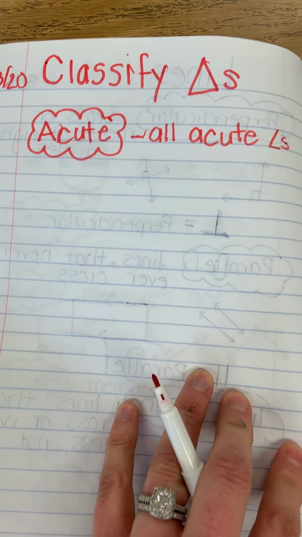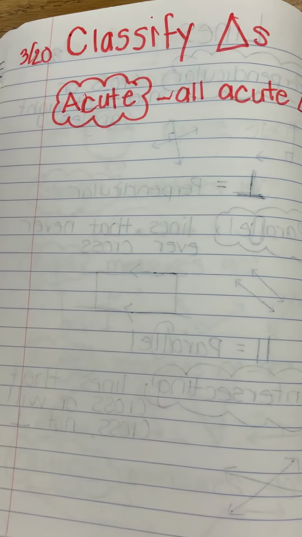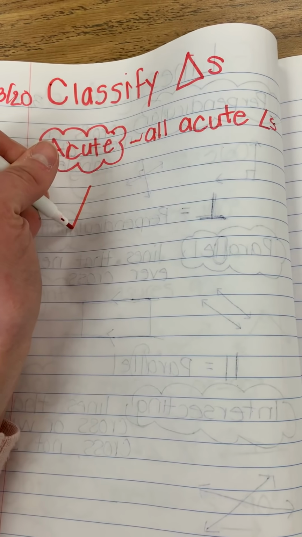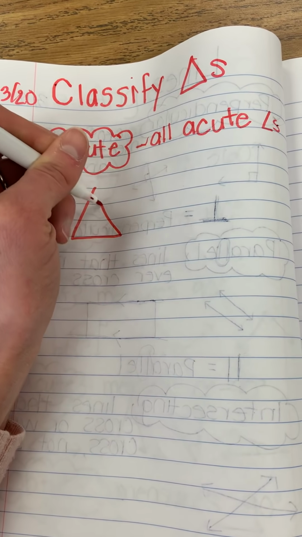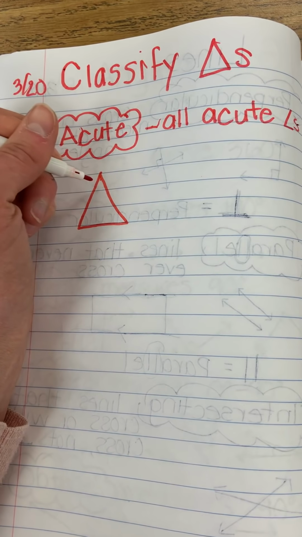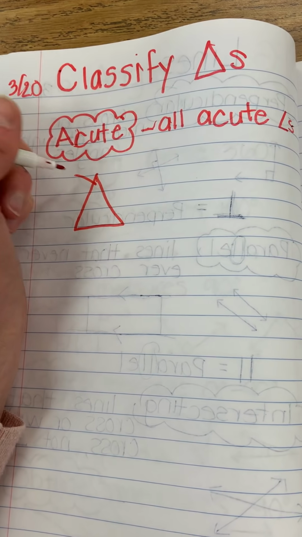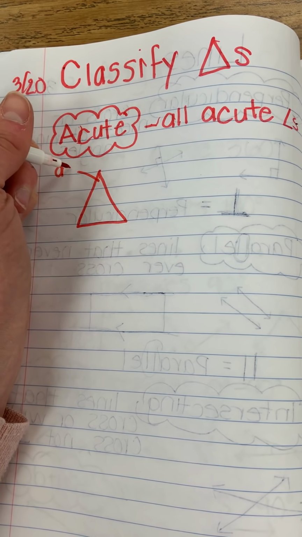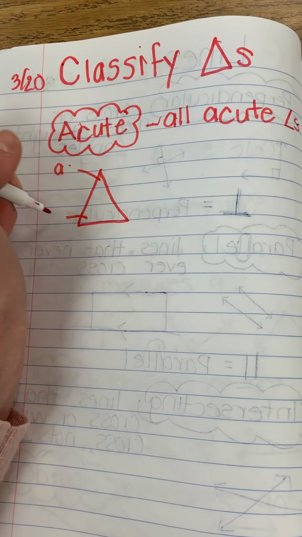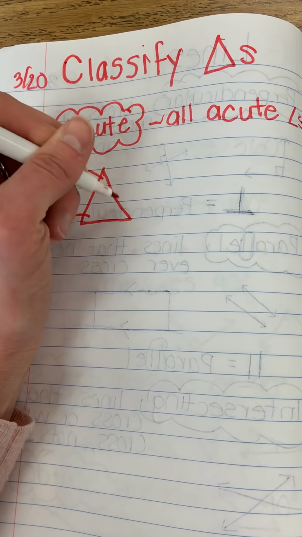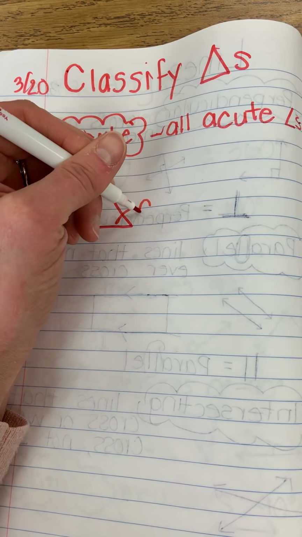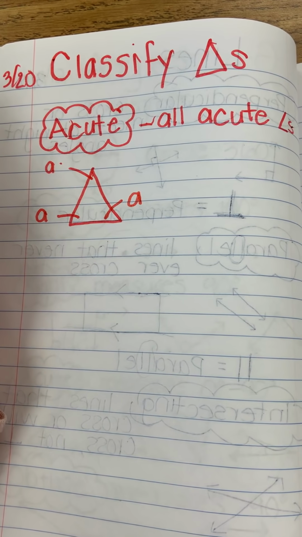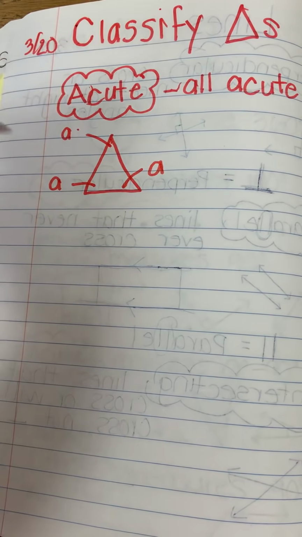We're going to draw a picture of an acute triangle. And we're going to label the angles. This angle right here is acute. This angle right here, also acute. This angle here is acute. That's how I know it's an acute triangle.